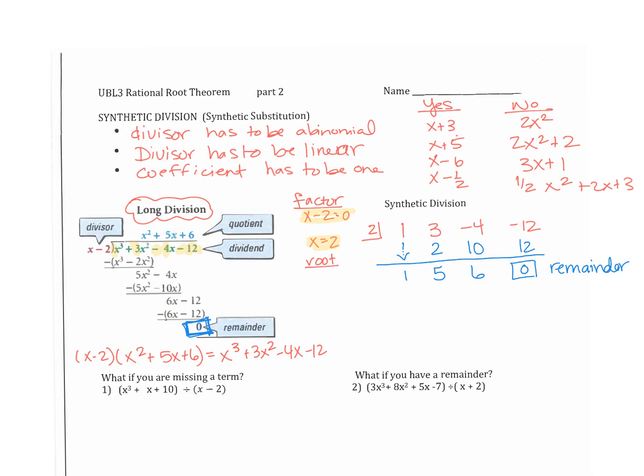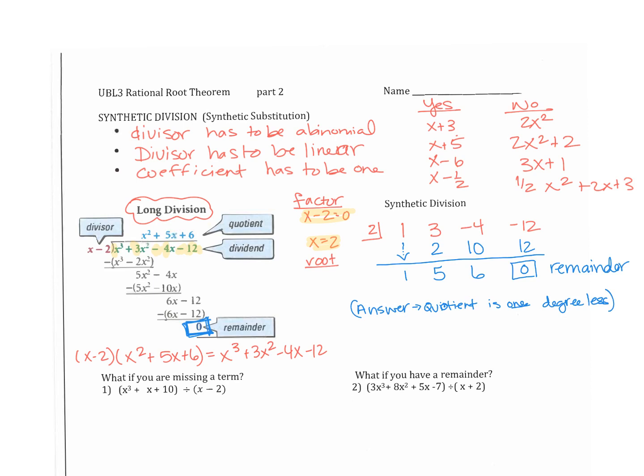Remember, when I do division, my answer, which we call the quotient, is 1 degree less because I divided it by something linear. So it would go down by 1 degree because I divided by something linear, which is 1 degree.